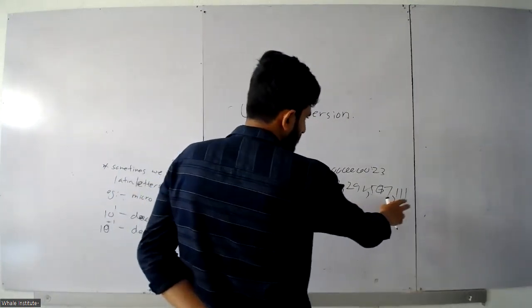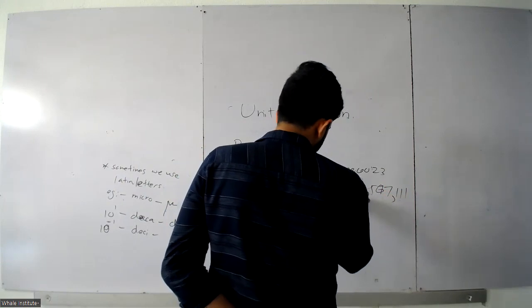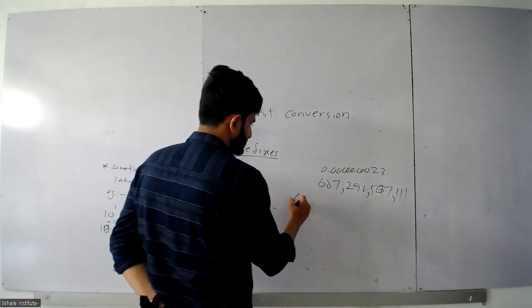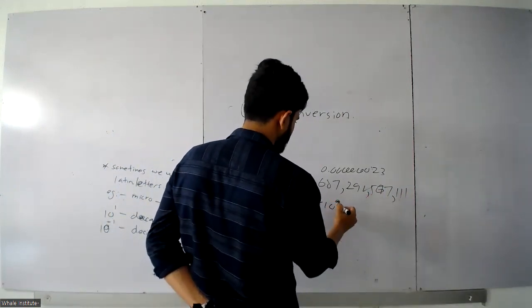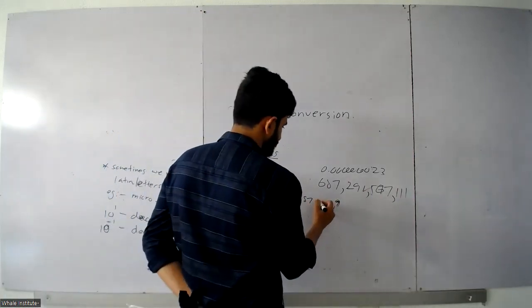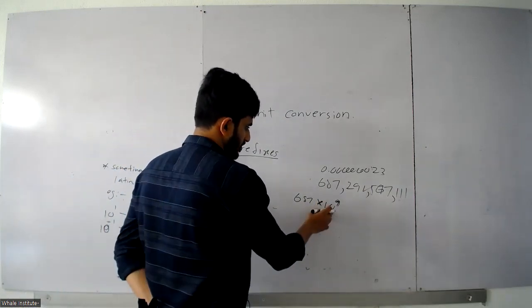That means 10 to the power 3, 6, 9. So you can use 10 to the power 9 easily: 687 into 10 to the power 9, right? That's the value I have written. So I have expressed it using powers of 10. So you know 10 to the power 9 is giga, right?